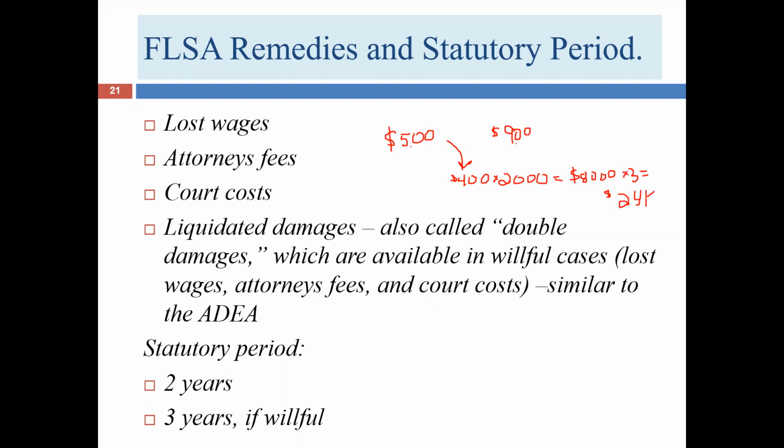And as I say, very commonly there's more than one employee in this situation. So let's say there's 10 employees, then you'd have $240,000. It could also be that the actual, again, let's assume that the minimum wage is $9, which isn't true, but let's just assume it.